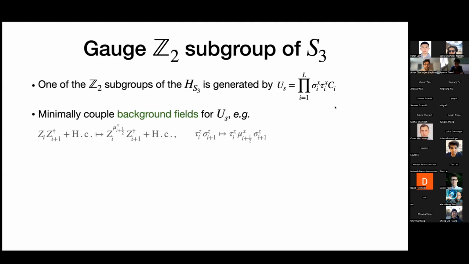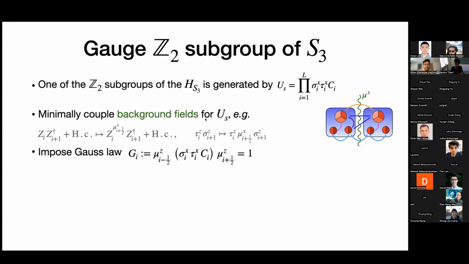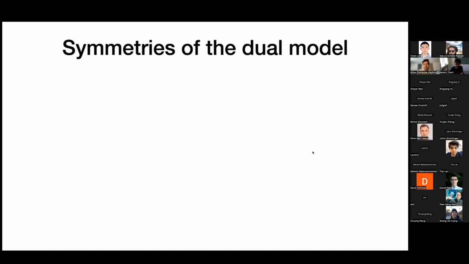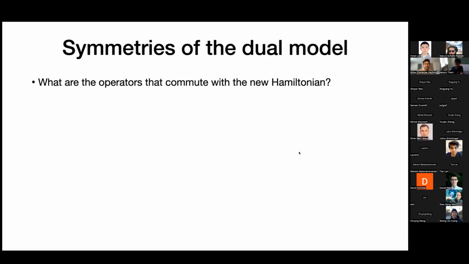And to do that, you couple in background fields, do minimal coupling, impose Gauss law, gauge fix, and so on. You get a dual Hamiltonian, which looks kind of gross. So I'm going to cover it up. But the point is you can do this transformation, this minimal coupling, etc. You can do all of that with all of the terms that we had in the previous S3 symmetric model, and that gives you another spin chain model.